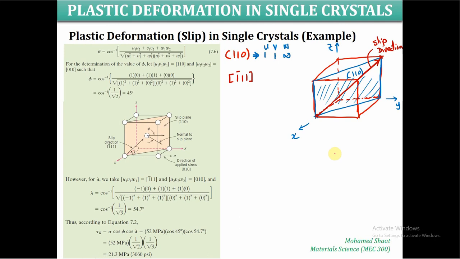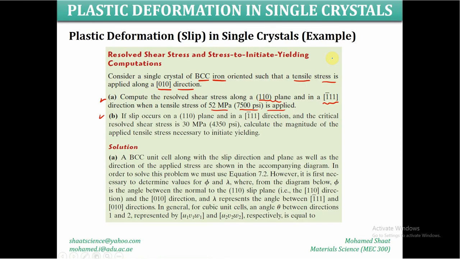Make sense? So we identified the slip plane and we identified the slip direction. So this is the slip plane. This is the first thing, that you have to identify the slip system as plane and direction, and this is what we have done.